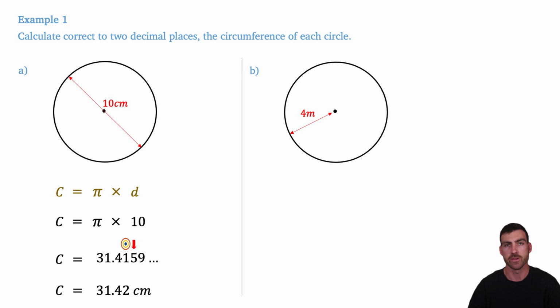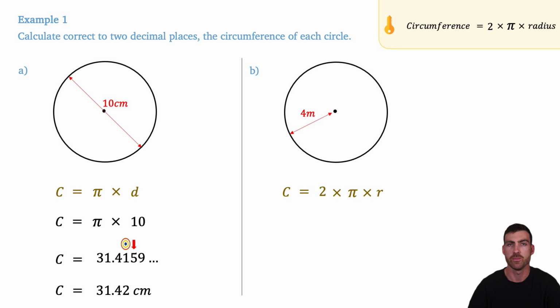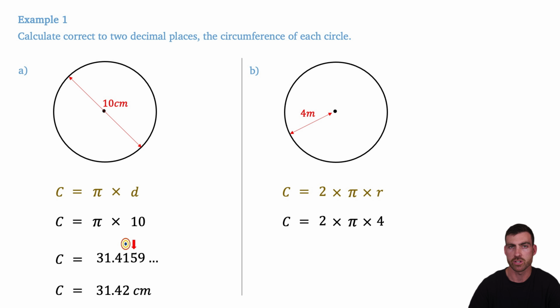In example B, check the diagram and see if you're given the diameter or the radius. This time we're given the radius, so we use this formula. Circumference equals 2 times pi times the radius. Write down the formula. Then in this question, the radius is 4. Substitute this into the formula.